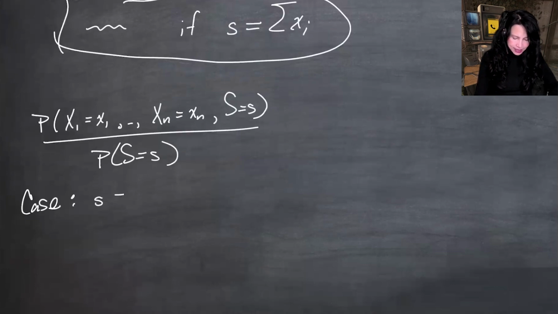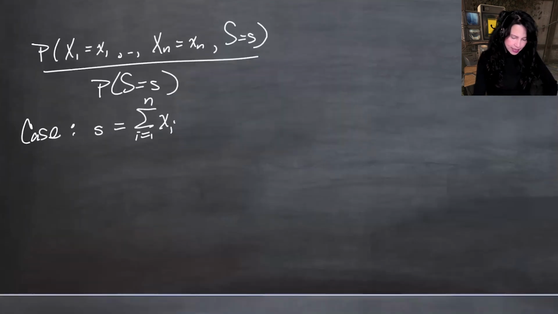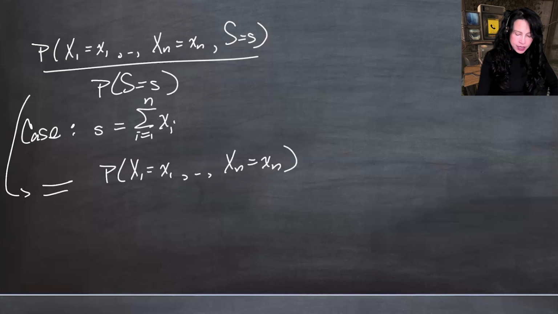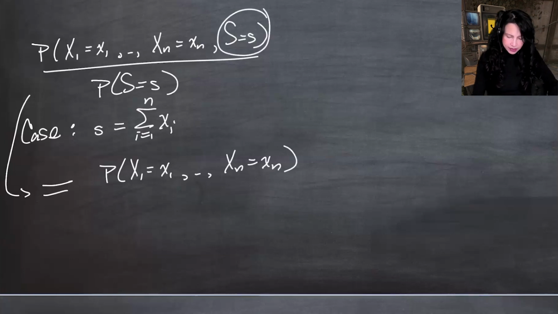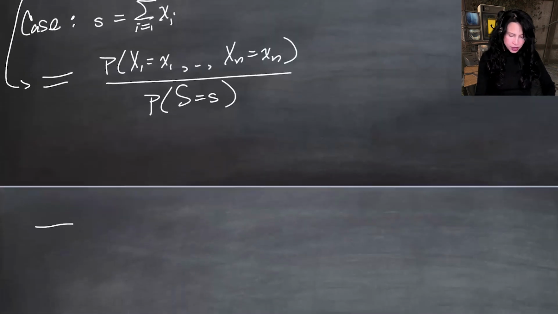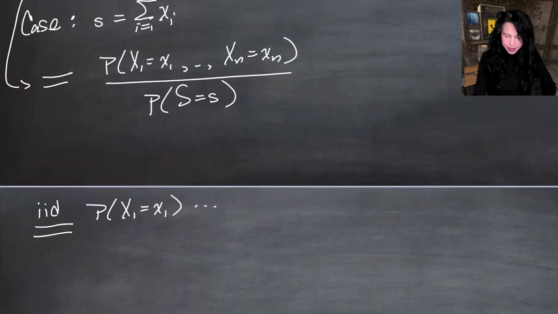In the case where little s is equal to the sum as i goes from 1 to n of the little xi, this thing is equal to the probability that x1 equals little x1 out through xn equals little xn, and I don't need to write the other event, it's redundant, divided by the probability that S equals little s. And then let's compute this probability. These are IID. So the top, I can break this up into a product. I only need one of the i's for that. I need them to be independent.